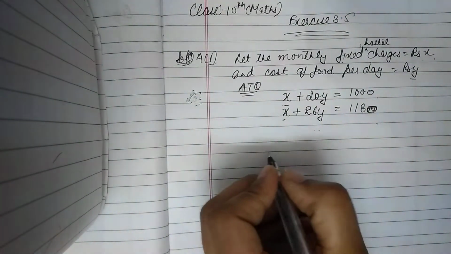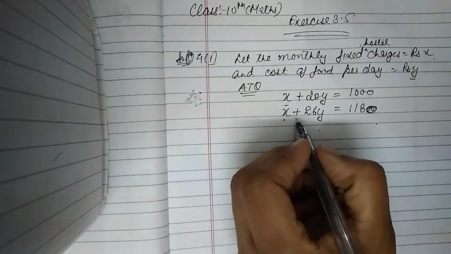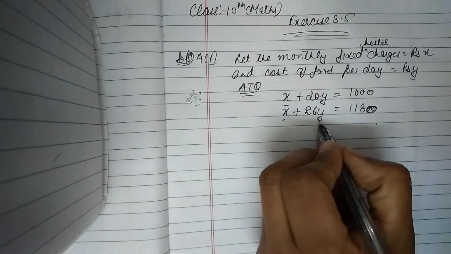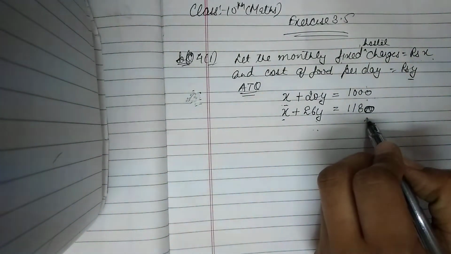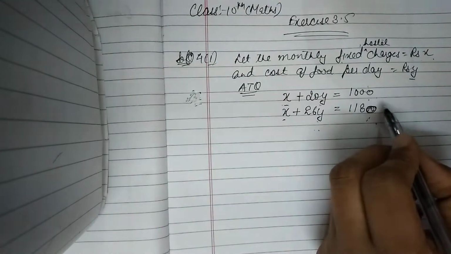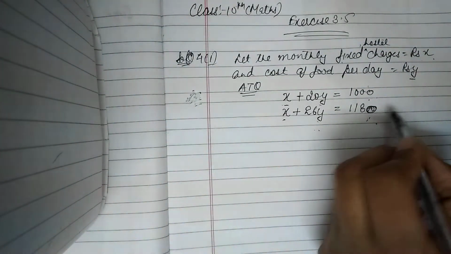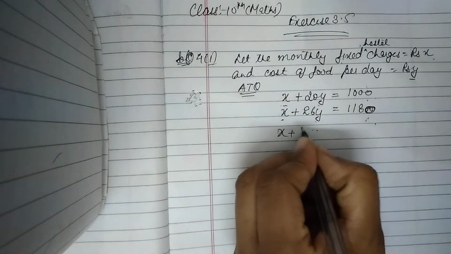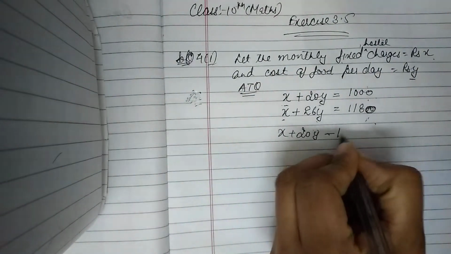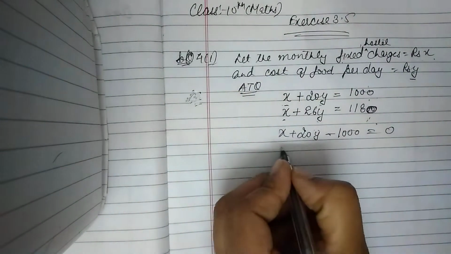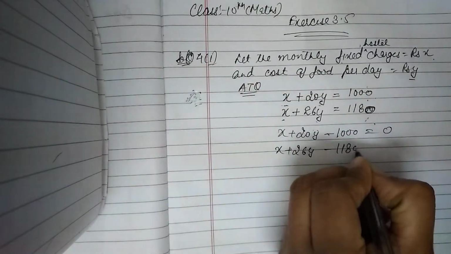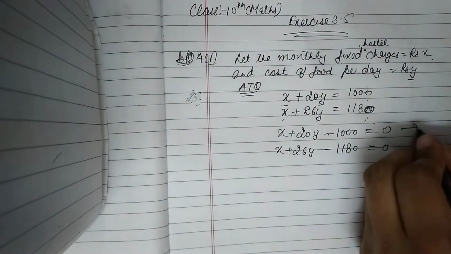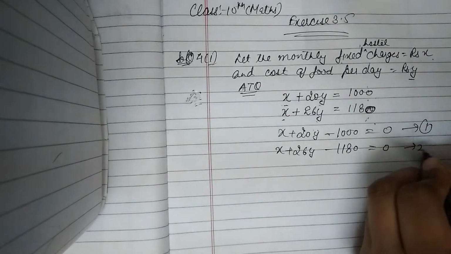Firstly, for applying the cross multiplication method, always shift the constant terms to the left side so that the equation becomes equal to 0. Now, x plus 20y minus 1000 equal to 0. Similarly, x plus 26y minus 1180 equal to 0. This is the first equation and this is the second equation.